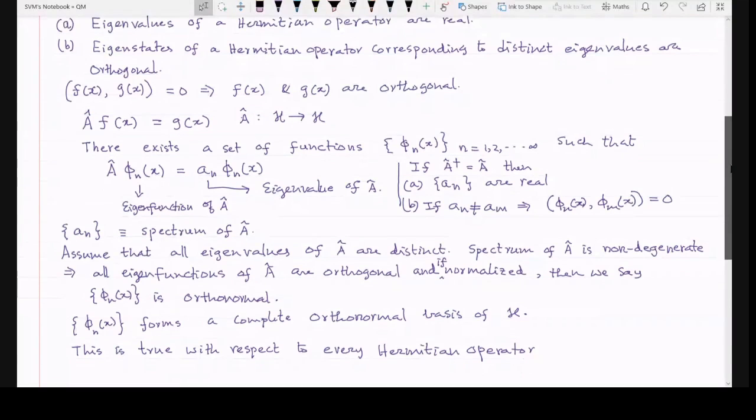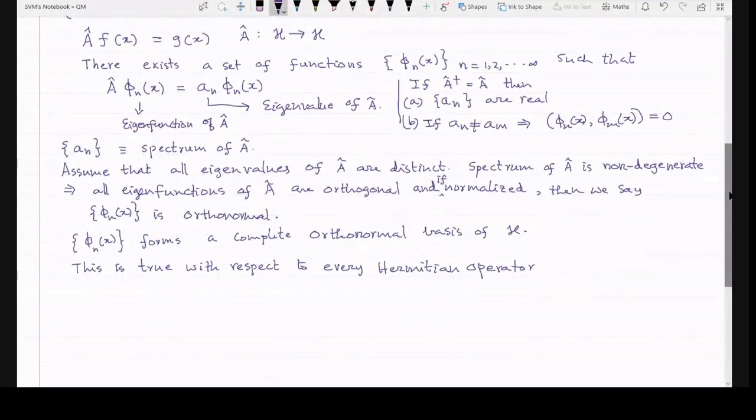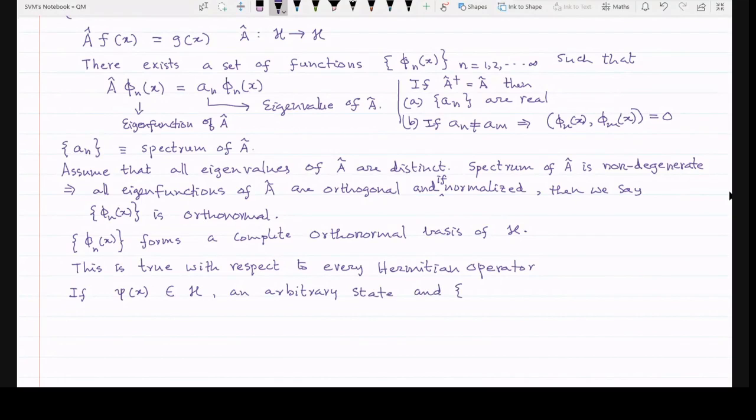Now, this is somewhat important to understand. Suppose psi of x is an arbitrary state in H. Because phi n of x, in shorthand notation, is an orthonormal basis for H, this particular function can be expanded as a linear combination of these basis functions.